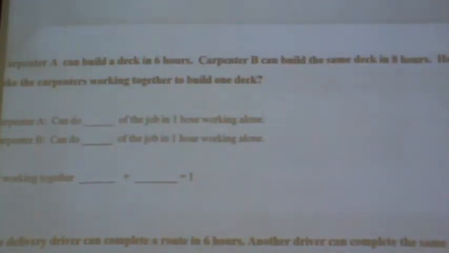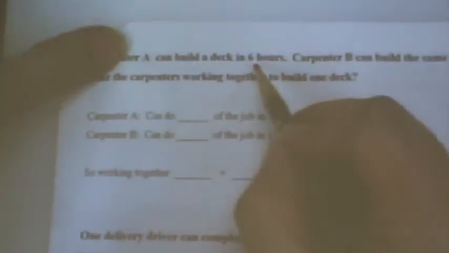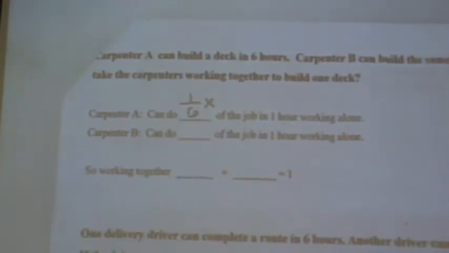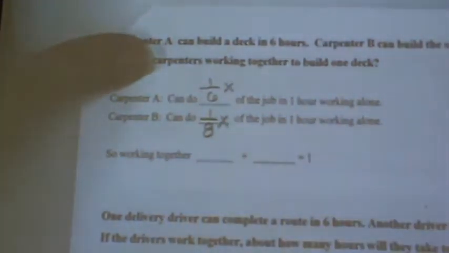Well, what portion of the job can Carpenter A do in 1 hour, working alone? If it takes him 6 hours, each hour he can do a sixth of the job until it's done. So hour 1 is 1/6, hour 2 is 2/6, hour 3 is 3/6, 4/6, 5/6, 6/6. Carpenter B can do the job in 8 hours, so in 1 hour he can do 1/8 of the job.